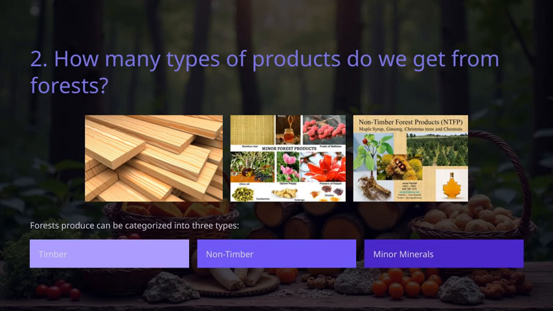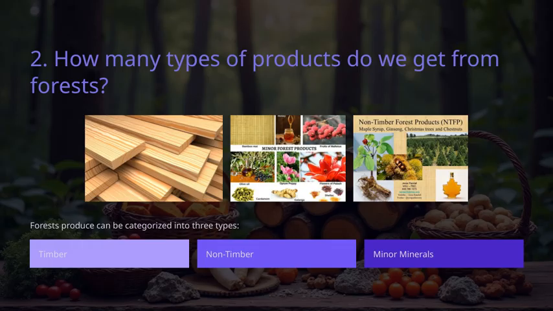Let's take a closer look at the different types of products we get from forests. Forests produce a wide variety of resources, which can be broadly categorized into three main types. First, we have timber, which is an essential material used in construction, furniture making, and various other industries. Timber is perhaps the most well-known forest product because of its importance in everyday life.